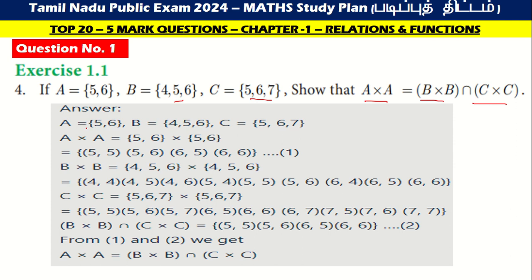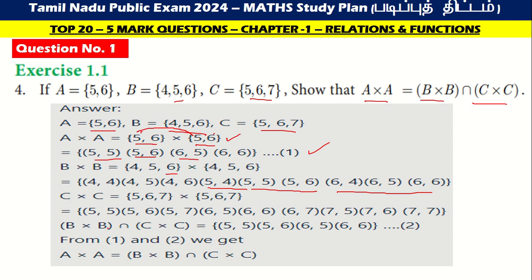So first, A × A: we write the elements of A, then B, then C. A × A gives 5, 5; 5, 6; 6, 5; 6, 6. Then B × B: 4, 4; 4, 5; 4, 6; 5, 4; 5, 5; 5, 6; 6, 4; 6, 5; 6, 6. Then C × C: 5, 5; 5, 6; 5, 7; 6, 5; 6, 6; 6, 7; 7, 5; 7, 6; 7, 7.